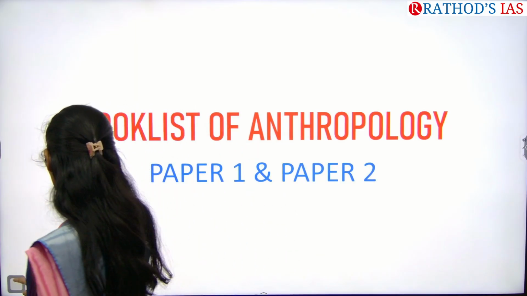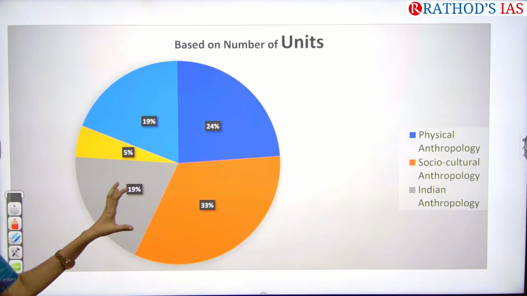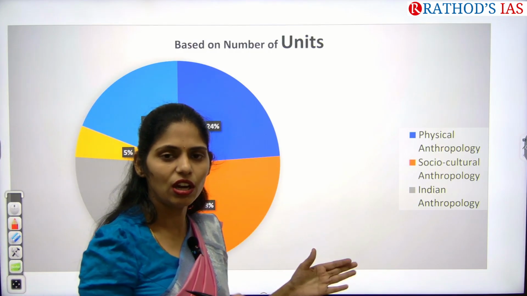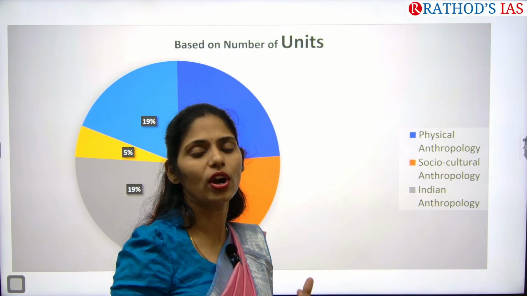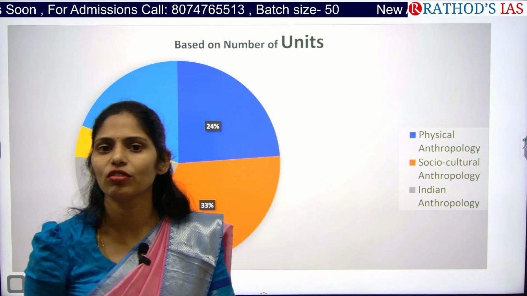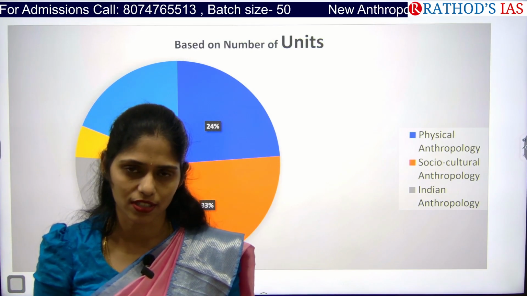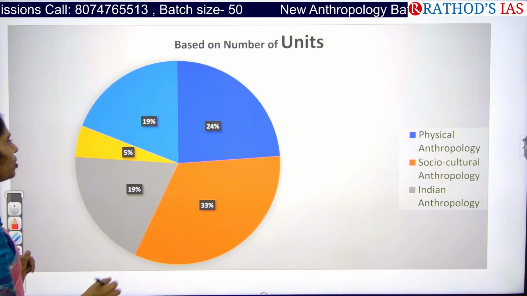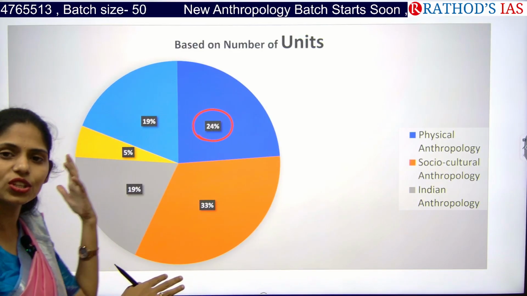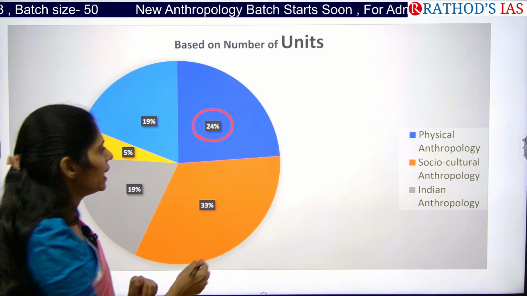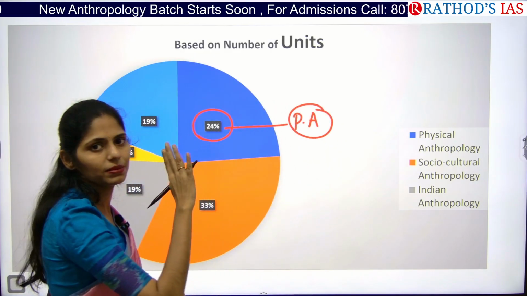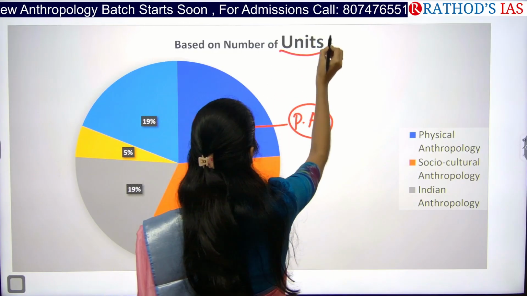First of all, before seeing the book list, let us see which topics are involved in paper 1 and paper 2. If you see what percentage each topic contributes to your syllabus based on the number of units, you will get some idea of where you have to invest more time and more resources. Okay, let us see that. Actually, 24% of your syllabus in units, from both paper 1 and paper 2, is related to physical anthropology.